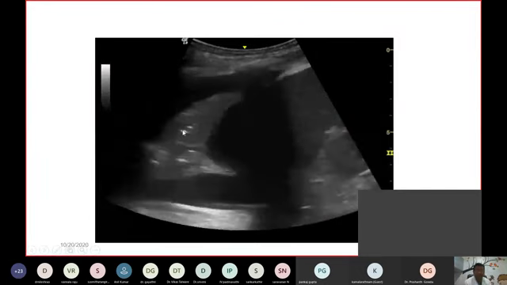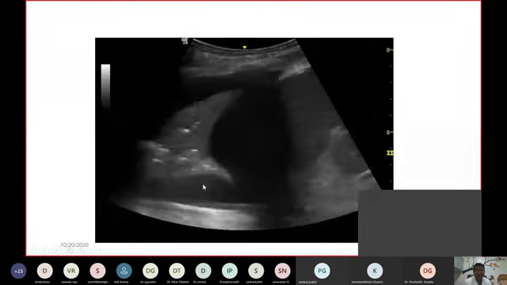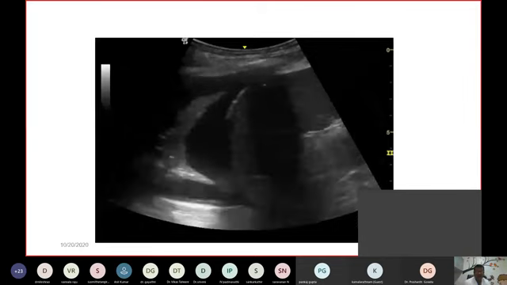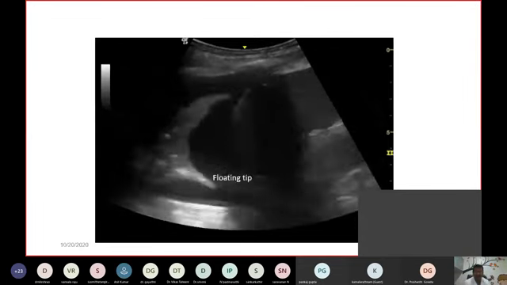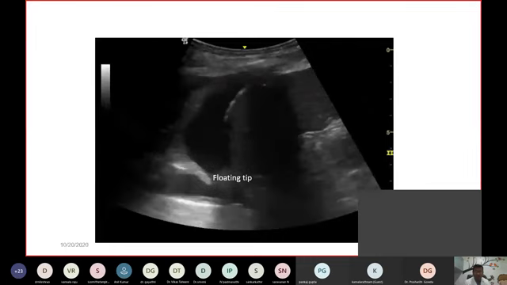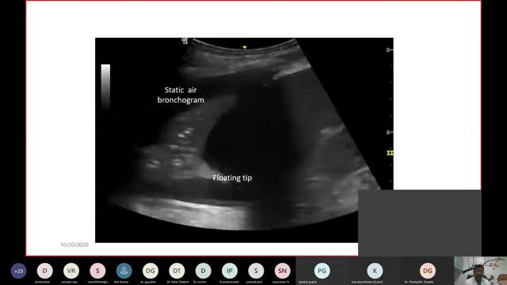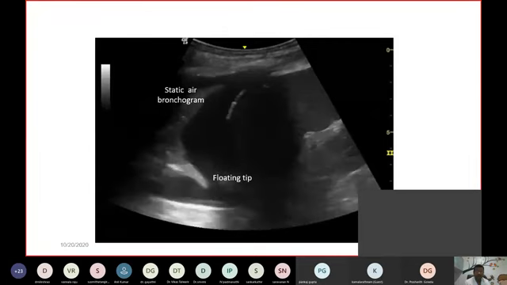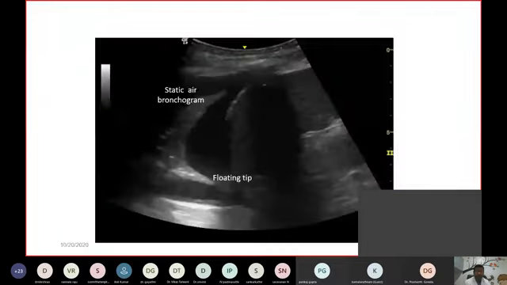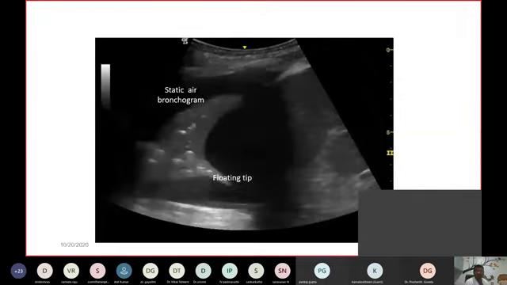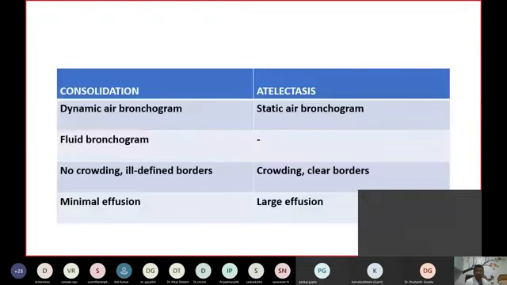So this is atelectasis. This is how you differentiate atelectasis or a collapse from a consolidation. You can see the floating tip of the lung within the collapsed lung within the fluid, and you can see the static air bronchograms. With ultrasound, you can differentiate. If you see alveolar syndrome, you can make out whether it is atelectasis or pneumonia. In consolidation, you are going to get a dynamic air bronchogram, whereas in atelectasis, you are going to get a static air bronchogram. If you see a fluid bronchogram, close the eyes, it is consolidation.